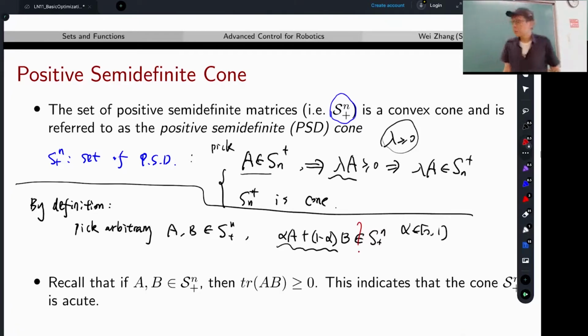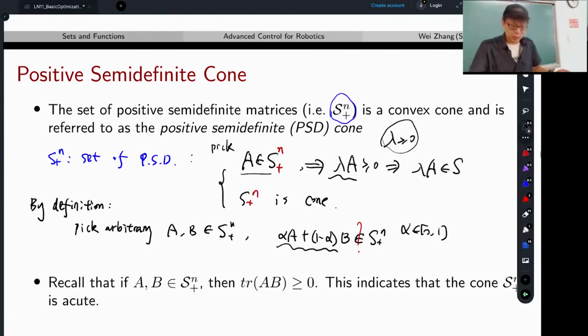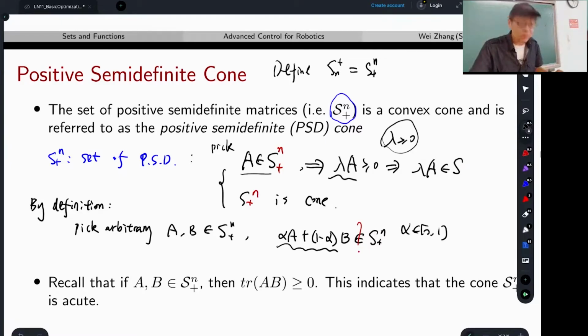So I need to check this, right? Sometimes I write it wrong. Is that what I mean? Yes. Sometimes I change, I'm writing too fast. Let me define, sorry, define S n plus equal to S plus n, all right? So all the notations are good. So we don't need to correct.